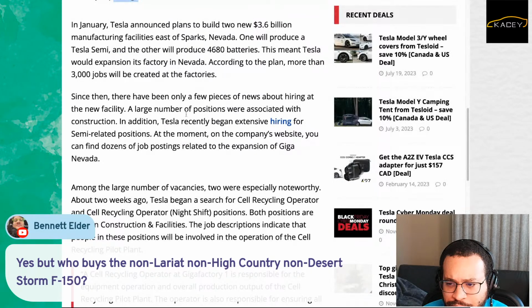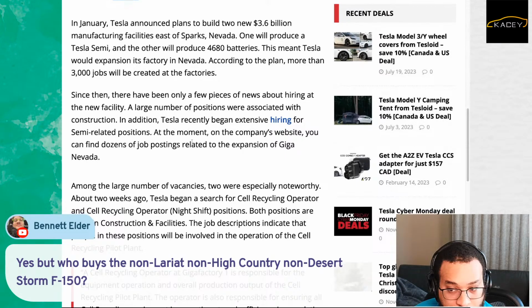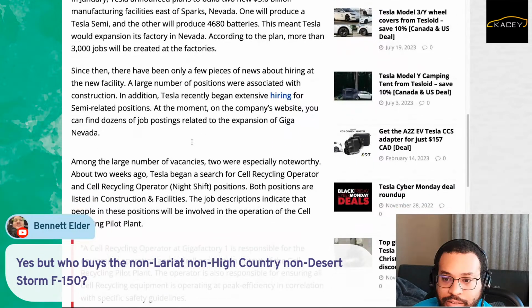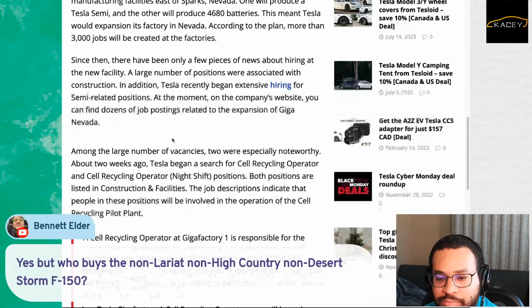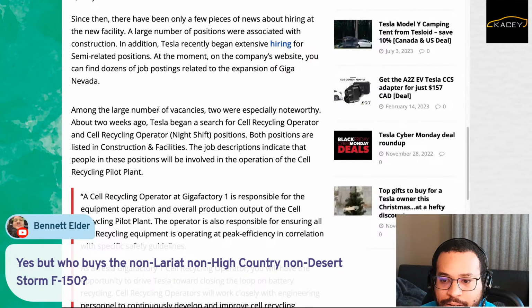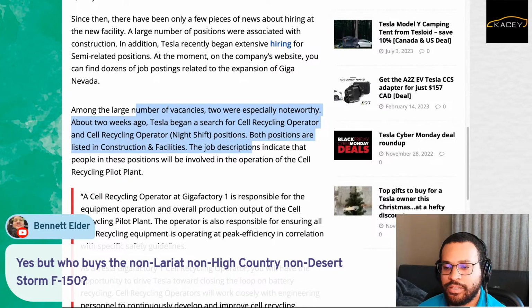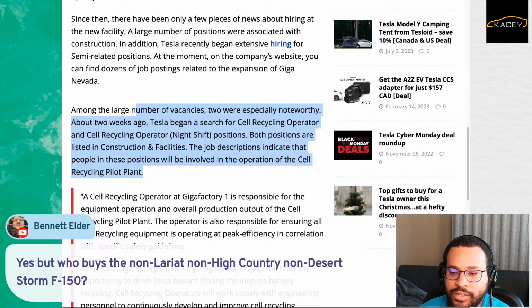Since then, only a few pieces of news about hiring at the facility. A large number of positions were associated with construction. In addition, Tesla recently began extensively hiring for semi-related positions. At the moment, on the company's website, you can find dozens of job postings related to the expansion of Giga Nevada. Among the large number of vacancies, two were noteworthy. Two weeks ago, they began a search for cell recycling operator and cell recycling operator night shift positions. Both positions are located in construction and facilities, and the job descriptions indicate people in these positions will be involved in the operation of the cell recycling pilot plant.